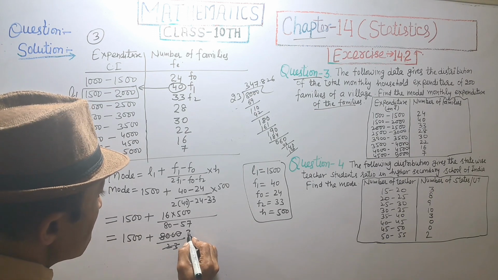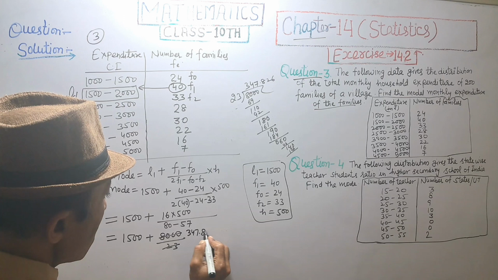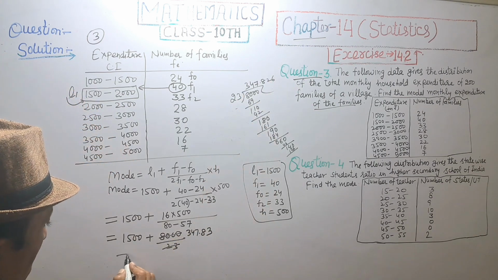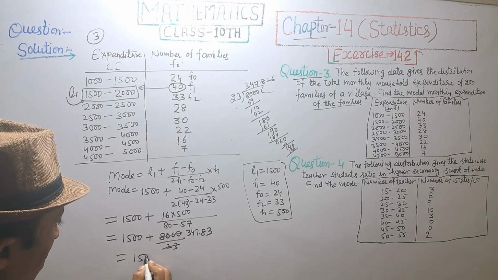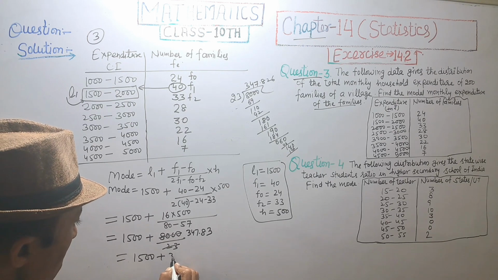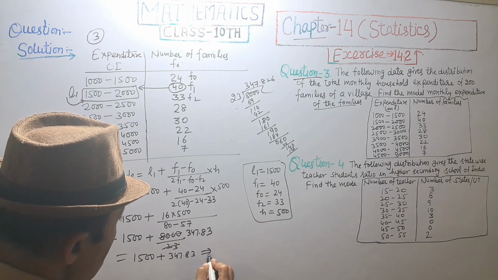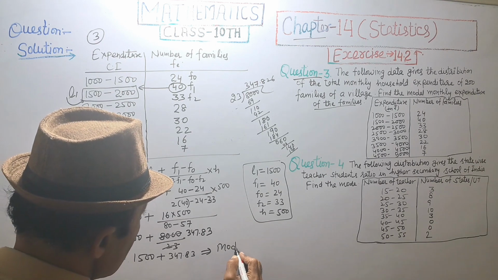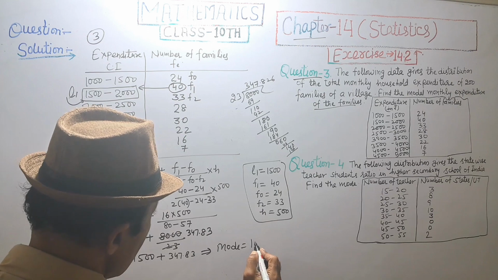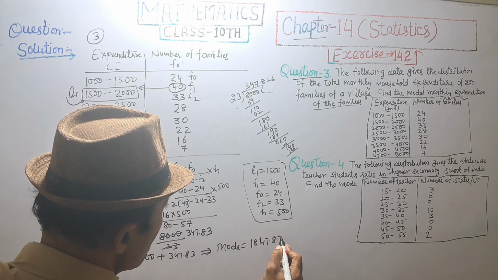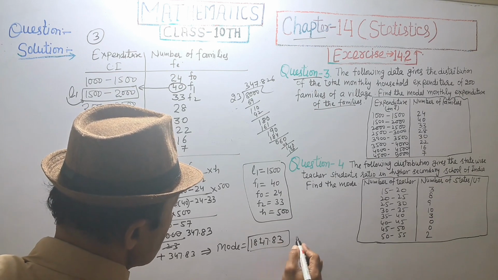23, that is 347.83 approximately. 1500 plus 347.83. This implies mode is equal to 1847.83 approx, answer.